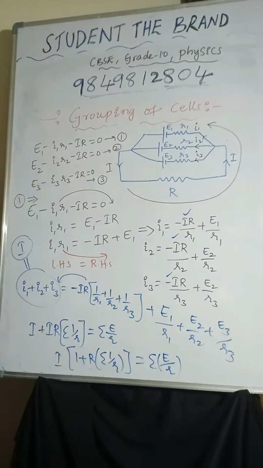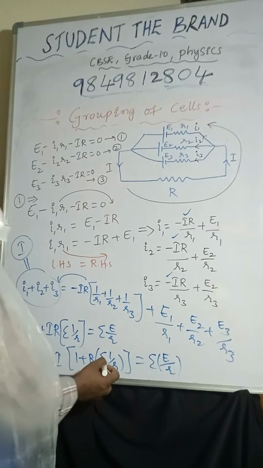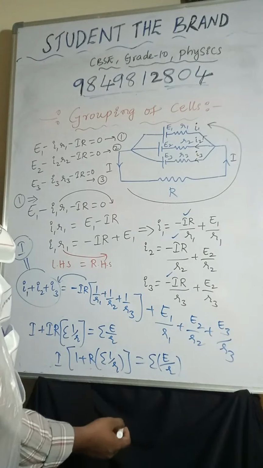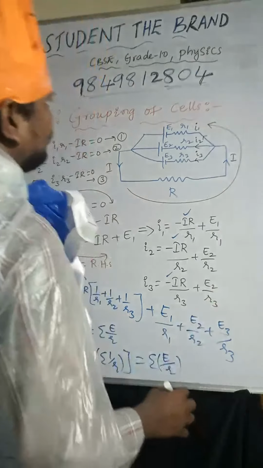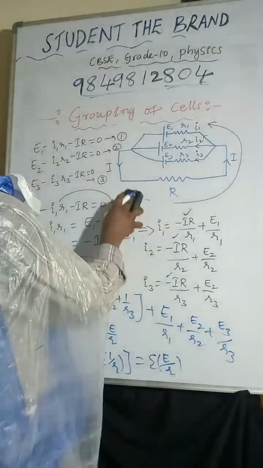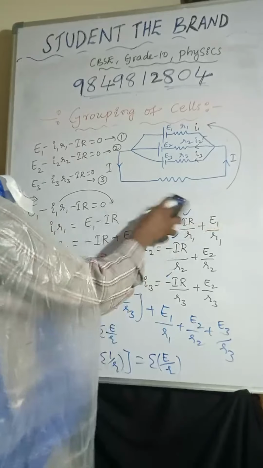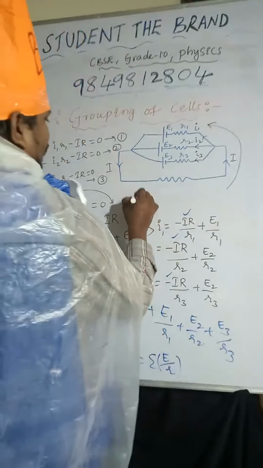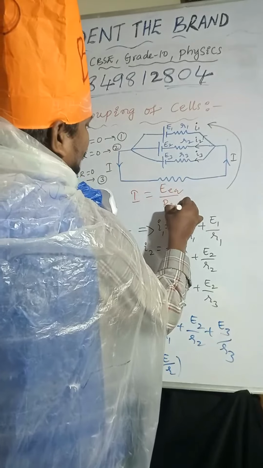Now observe carefully. It is very simple, we almost reached the final step. Divide the numerator and denominator by sigma 1 by R, and I'll get the final equation, that is I equal to E equivalent by R equivalent.